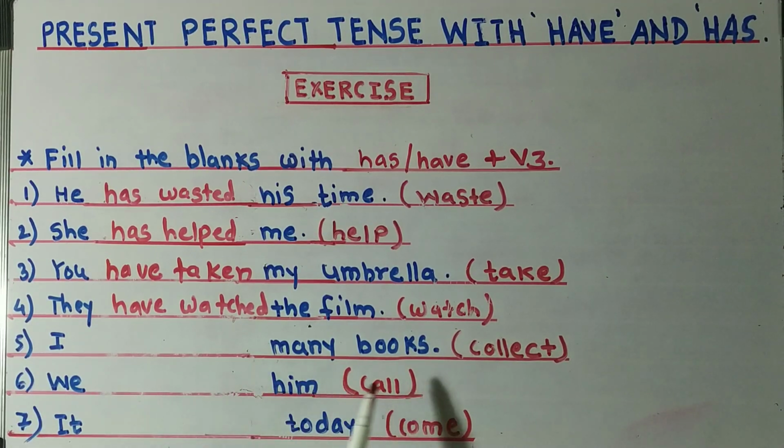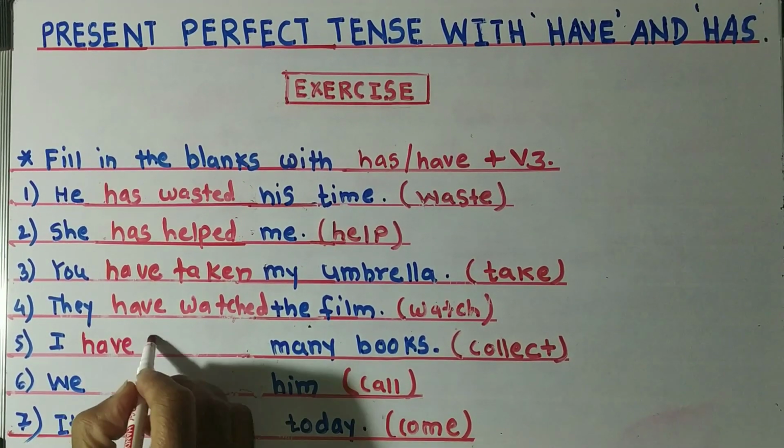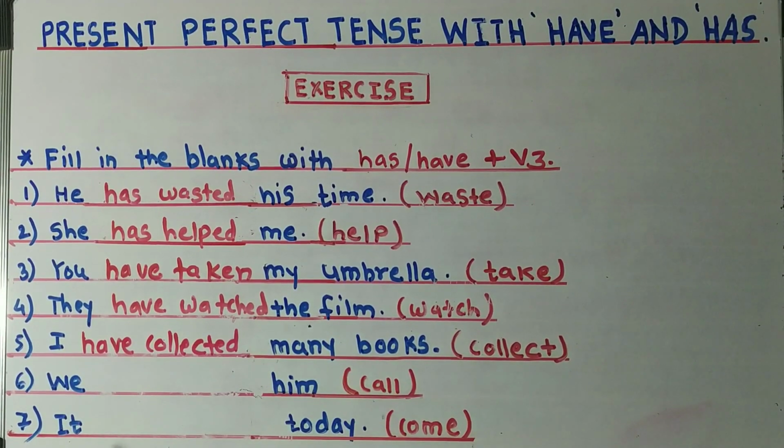I dash many books. I have collected many books. Here we have made use of the word have because we have seen in the structure of present perfect tense that whenever the subject of the sentence is I, we have to make use of the word have. And the V3 form of collect is collected.